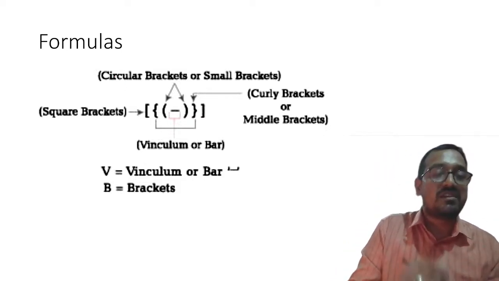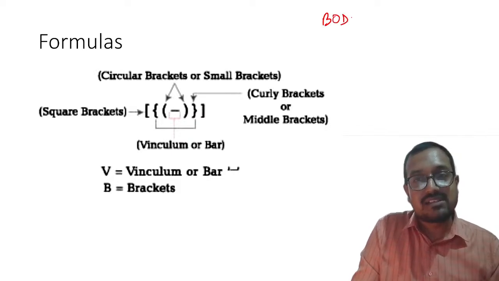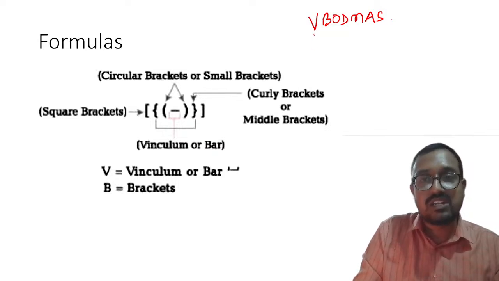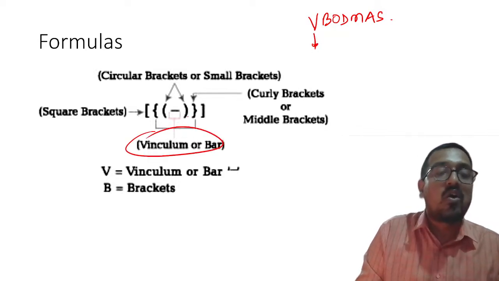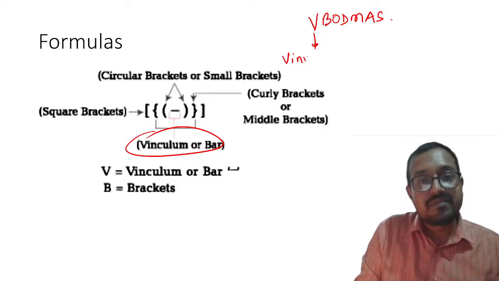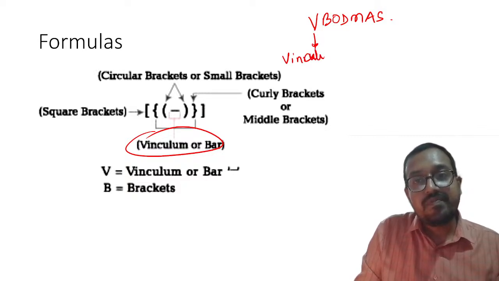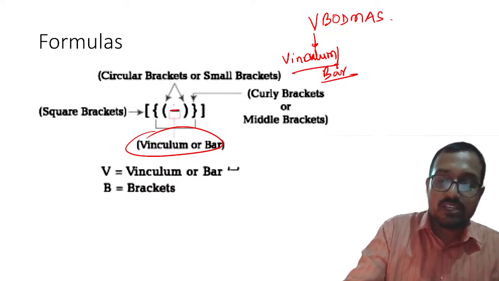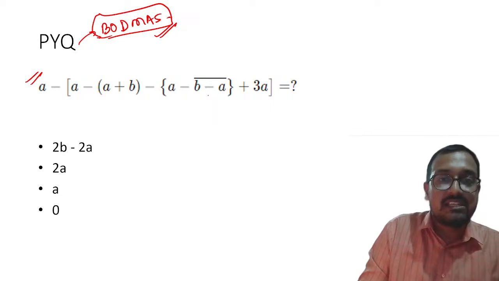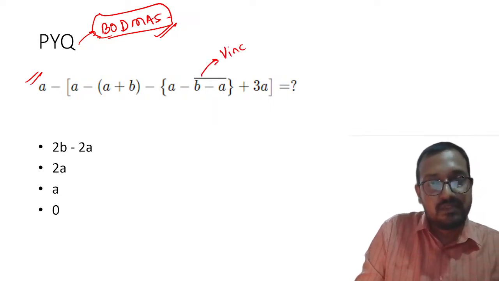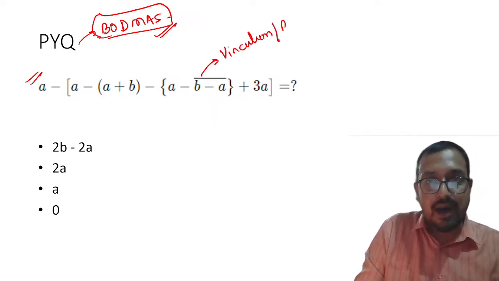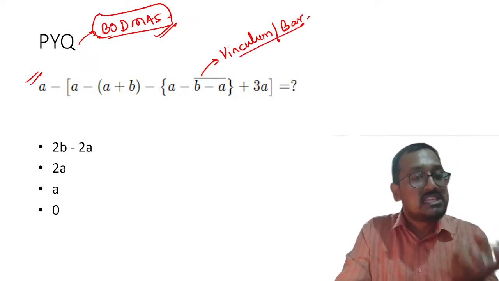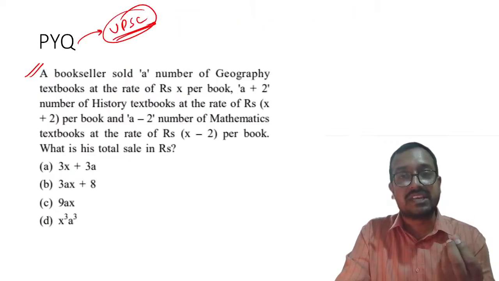Please remember, whenever we talk about BODMAS, over here there is the V in BODMAS. What is V? V is nothing but vinculum or bar. My dear students, whenever you come across such a symbol, for example over here, this is a vinculum, or it is also called a bar. Understood? So please remember, this will be given the highest priority. Please remember this thing. Understood?